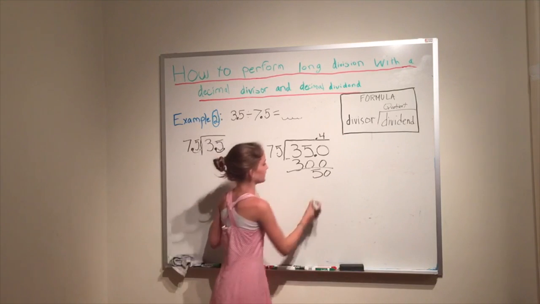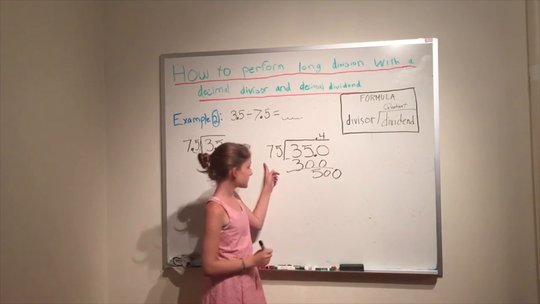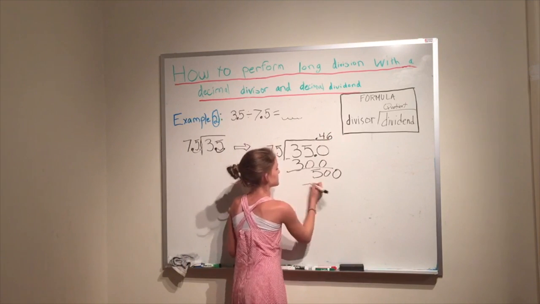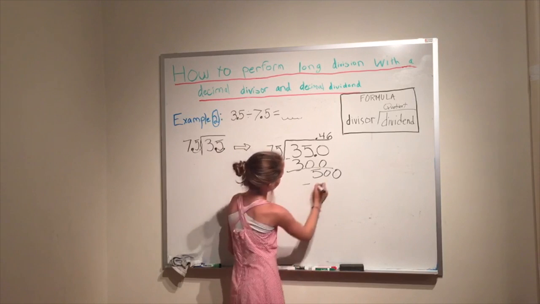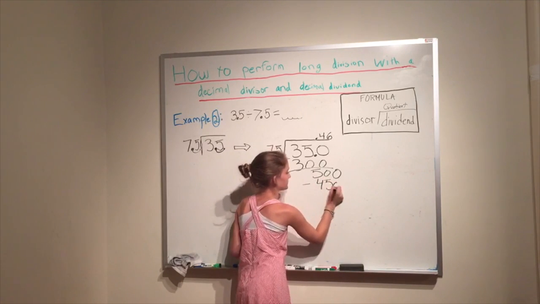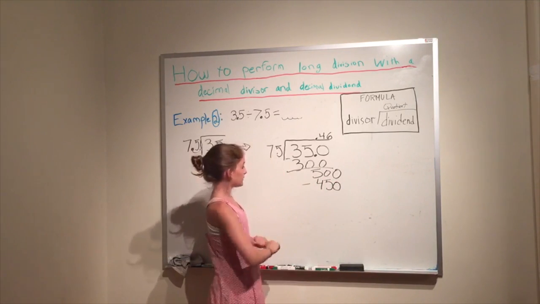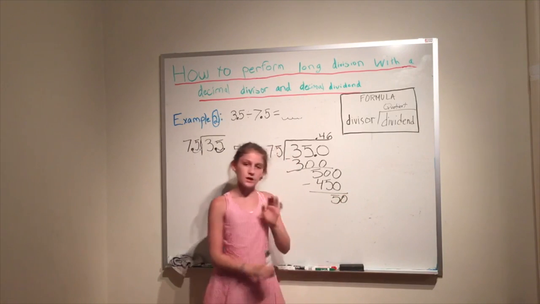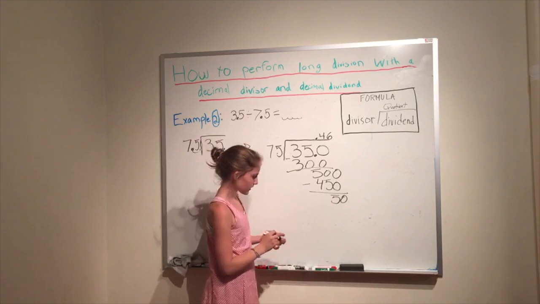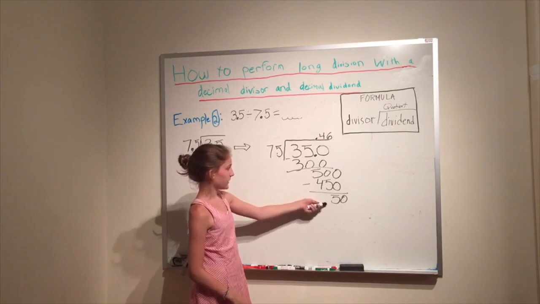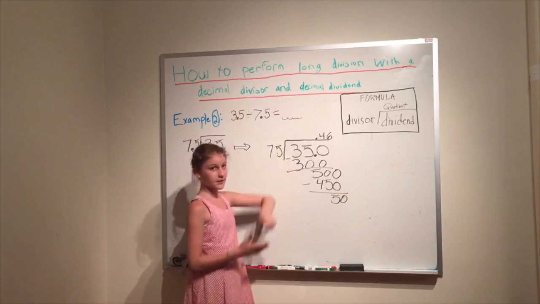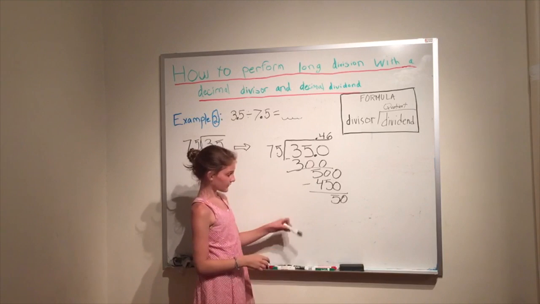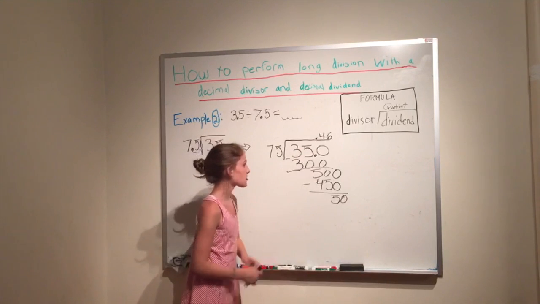75 doesn't go into 50, but it goes into 500. 75 goes into 500 6 times. So you subtract 450. And that gives you an answer of 50 again. So now you see a pattern. 50 and 50, which means this is going to be a repeating decimal. And 75 will never stop going into 500 6 times.